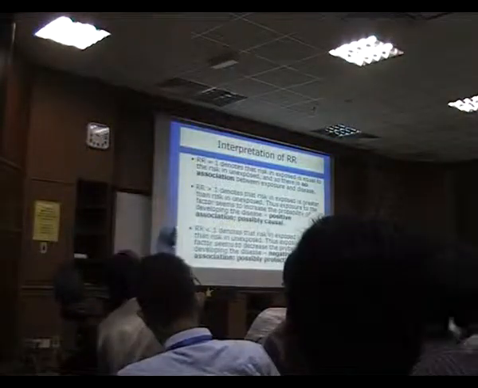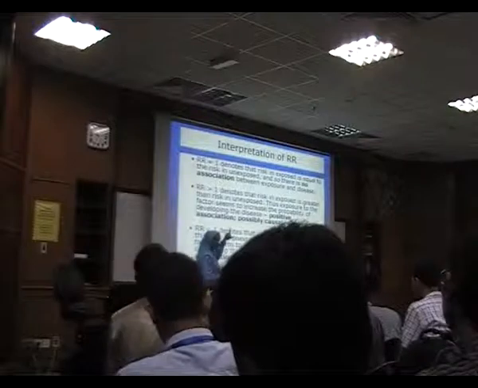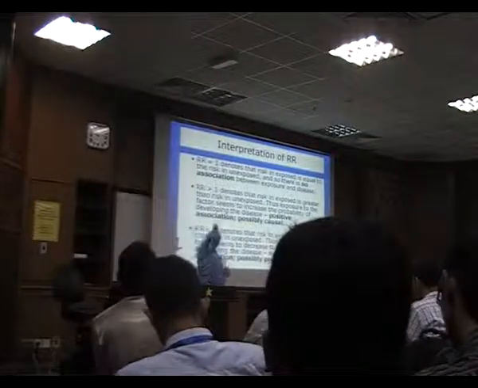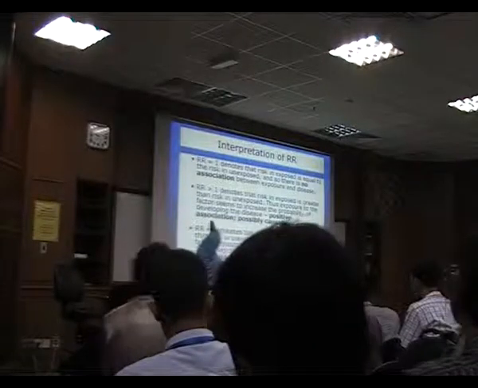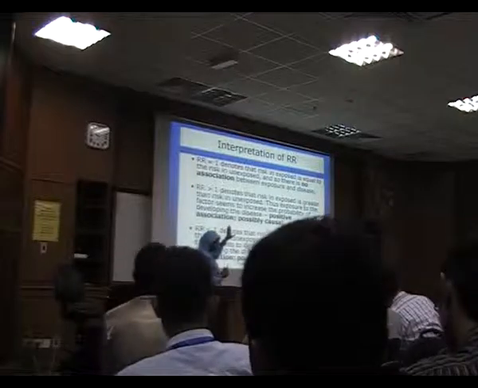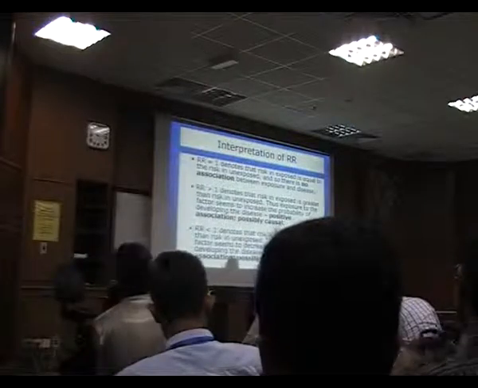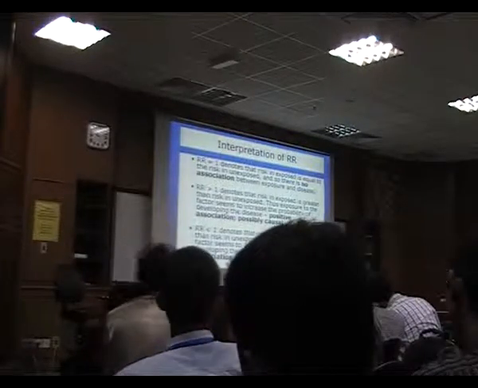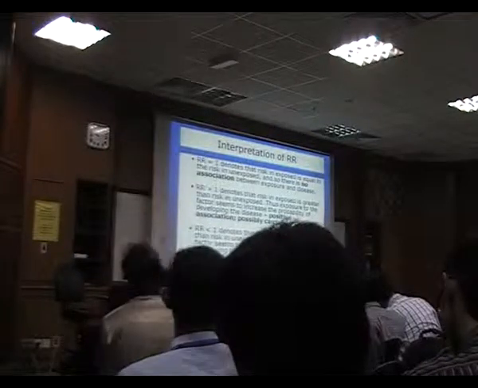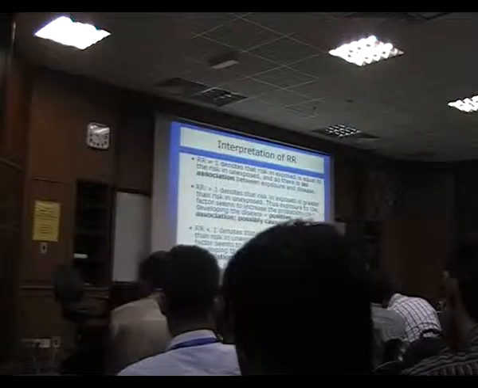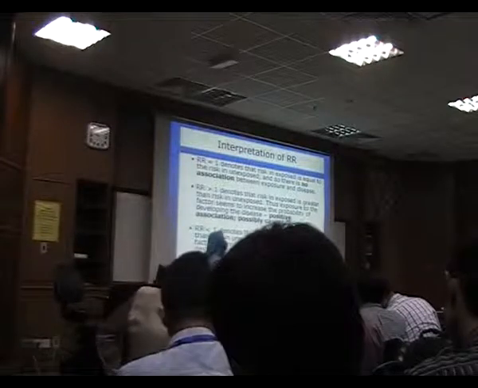So what should be the interpretation, if it is the same as the odds ratio? Relative risk of 1 means the risk of developing disease in the exposed group is equal to the risk of developing disease in the unexposed group. So it is equal, so no association. No risk. If the relative risk is equal to 1, then no risk.